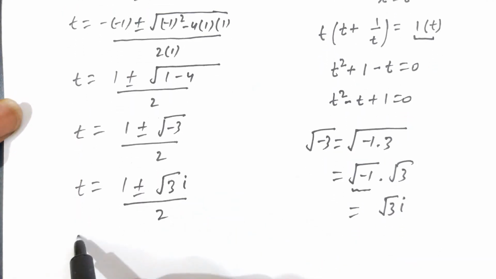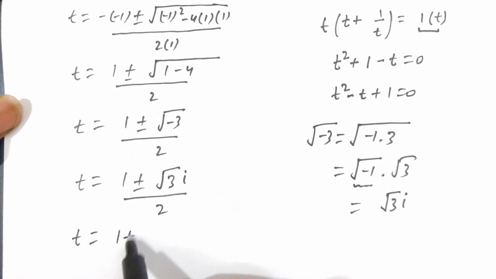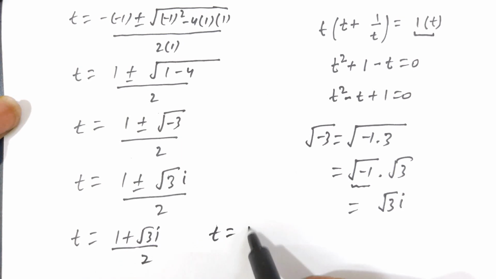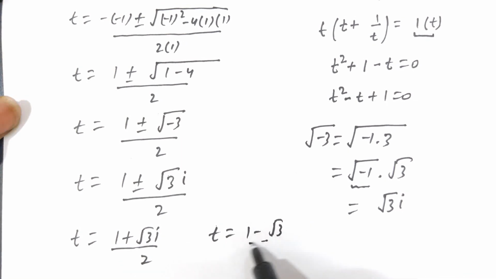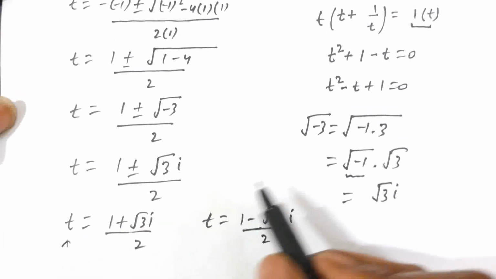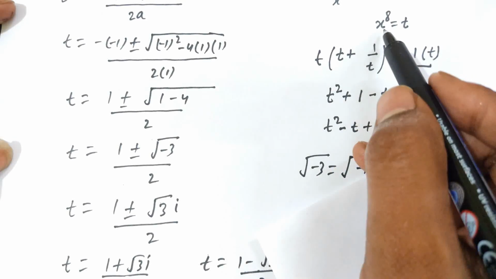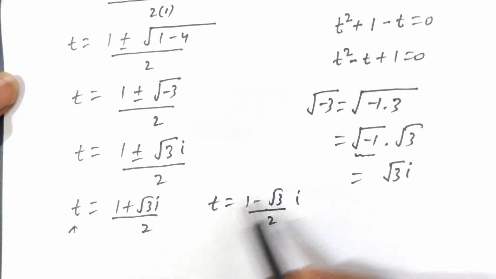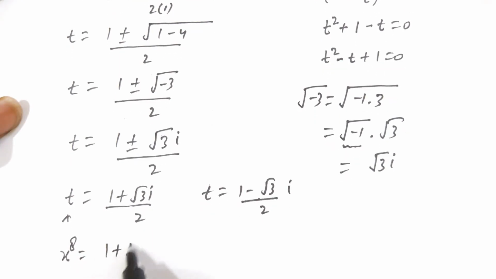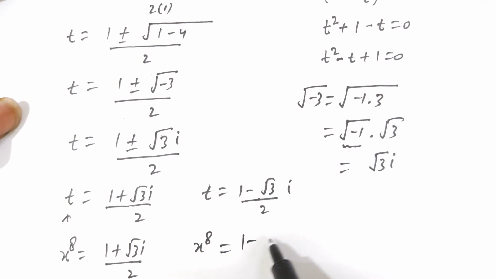So here two possible values of t: t is equal to 1 plus square root of 3 iota divided by 2, and the second value of t is 1 minus square root of 3 iota divided by 2. Here this t is replaced by x power 8, because, students, we know that x power 8 is equal to t. So x power 8 is equal to 1 plus square root of 3 times iota divided by 2, and x power 8 is equal to 1 minus square root of 3 divided by 2 iota.